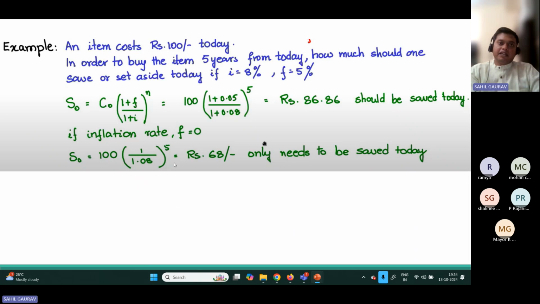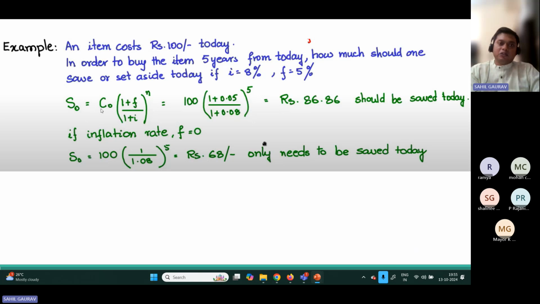Now this example: an item costs 100 rupees today. In order to buy that item 5 years from today, how much should one save or set aside today if the interest rate is 8% and the inflation rate is 5%? So it costs 100 rupees today, and he wants to buy it 5 years onwards. What amount of money does he need today?